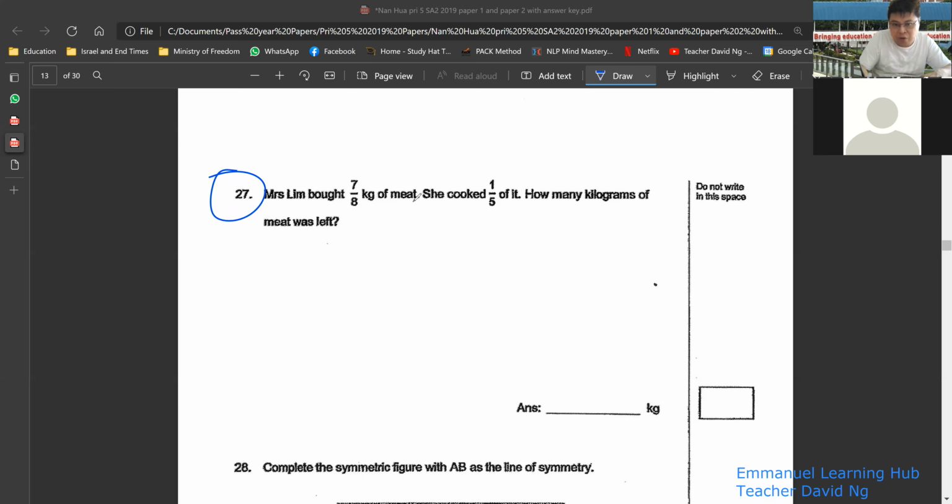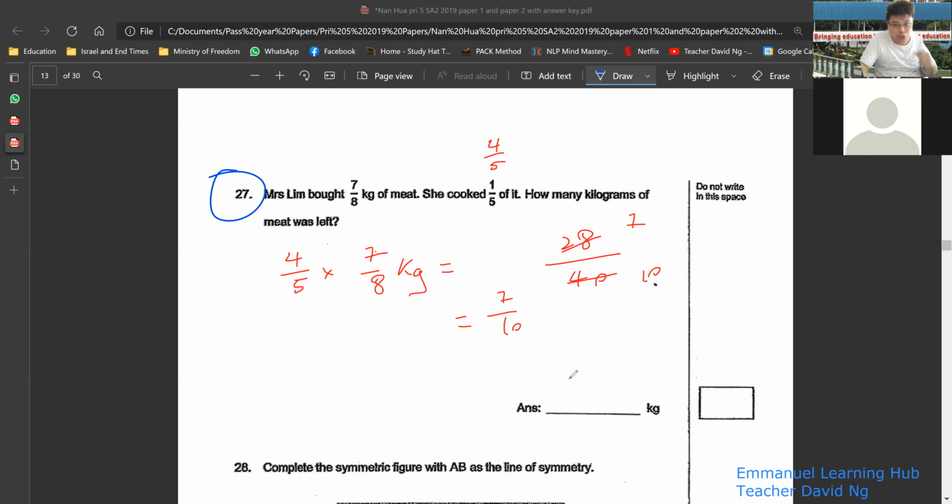So she cooked 1/5 of it, so left with 4/5. That one agree, right? She cooked 1/5, left with 4/5. Then kilograms of meat left is 4/5 multiplied by the amount she bought, 7/8. That gives 28/40. 4 times 7 is 28. Okay, this one reduced to lowest terms. Divide by 4. 7/10 kg.